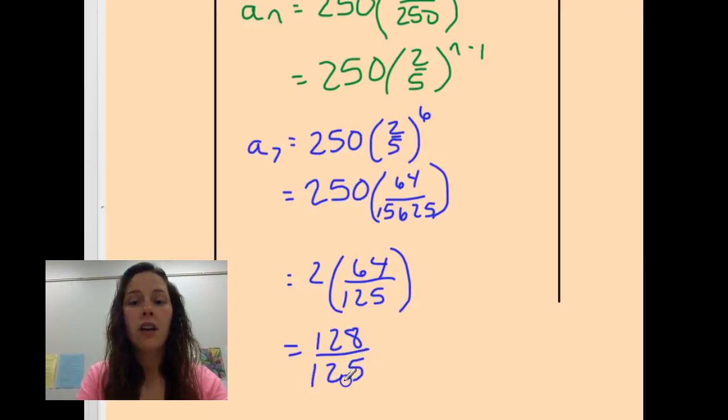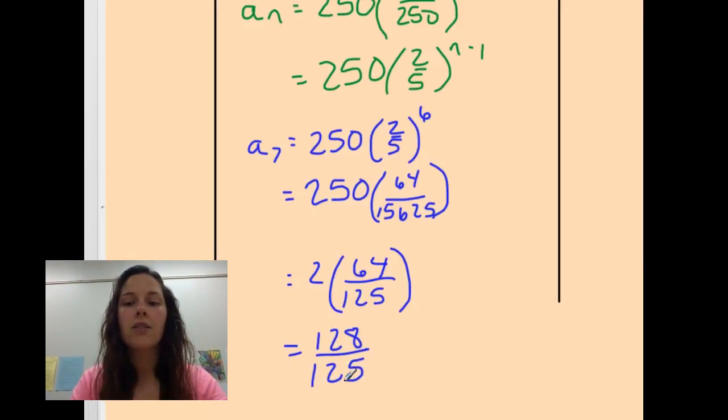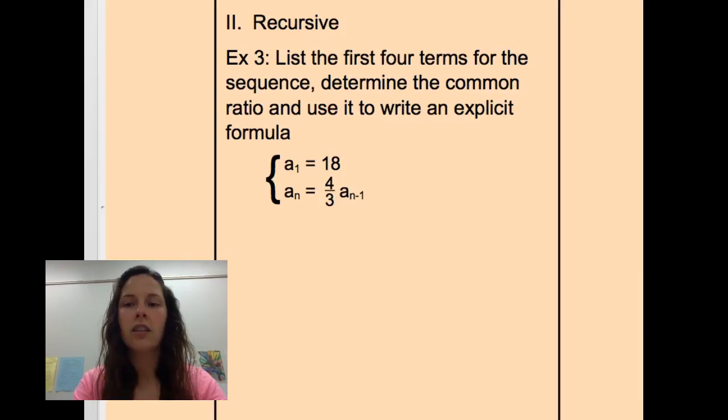And I do want you to get comfortable using fractions, so simplify your answer, give them as fractions instead of just punching buttons on your calculator and giving me a decimal. Finally, for this video, we're going to take a look at the recursive formula. First, we're going to list the first 4 terms. So our first term is 18, and our recursive formula tells us to multiply the previous term by 4/3.